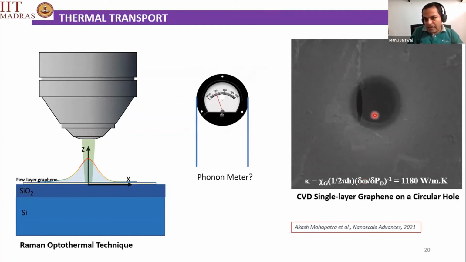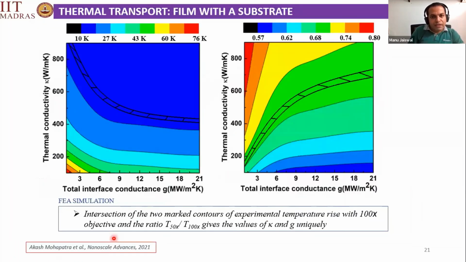For example, here we have graphene on a circular hole, and this is single layer graphene, which has extremely high thermal conductivity, 1200 watts per meter Kelvin. And this is measured using the Raman optothermal technique. If your film is sitting on a substrate, things are a little more complex because part of the heat goes through the substrate and part goes through the film. And so one has to perform more detailed experiments as well as simulations in order to arrive at the precise value of the thermal conductivity and the total interface conductance.